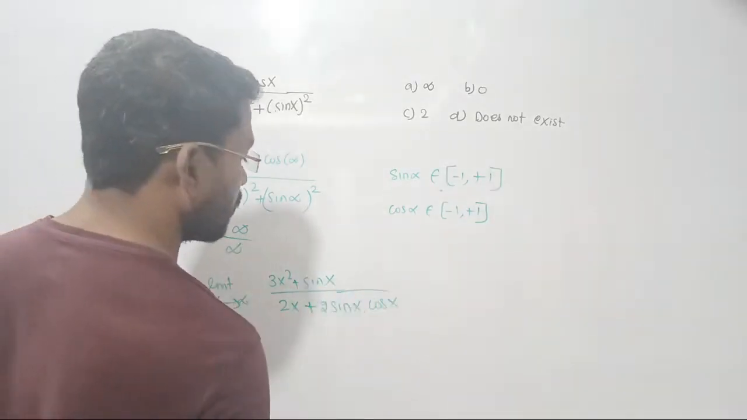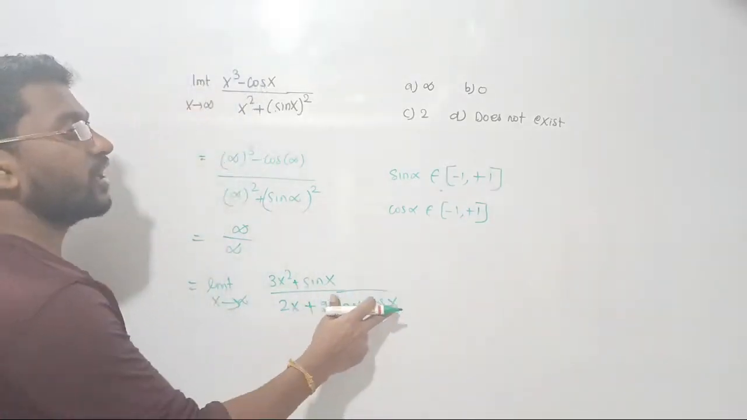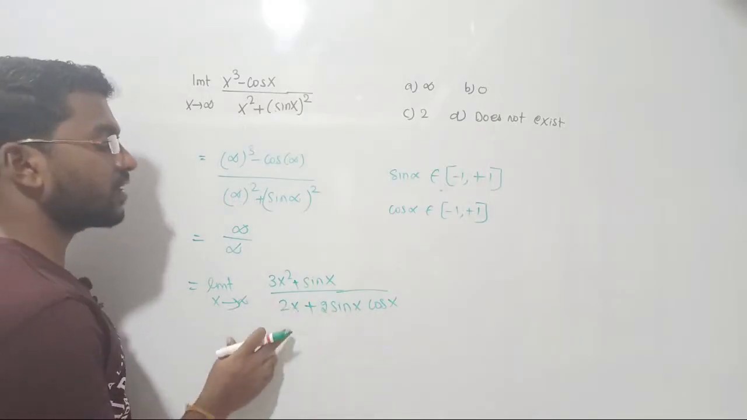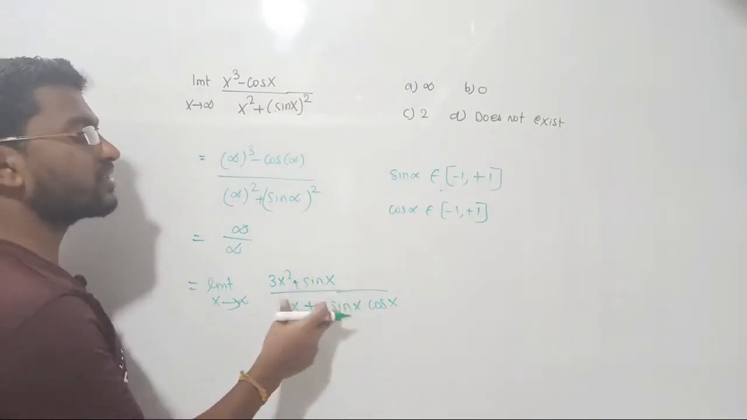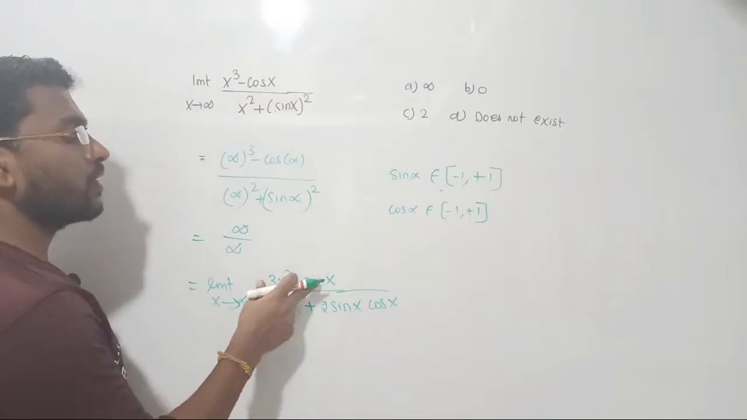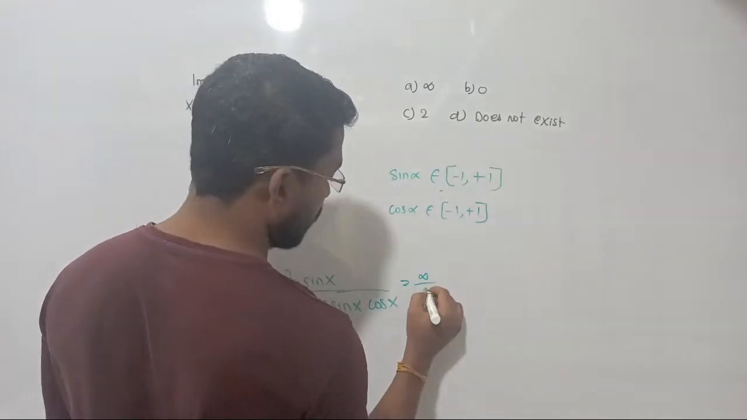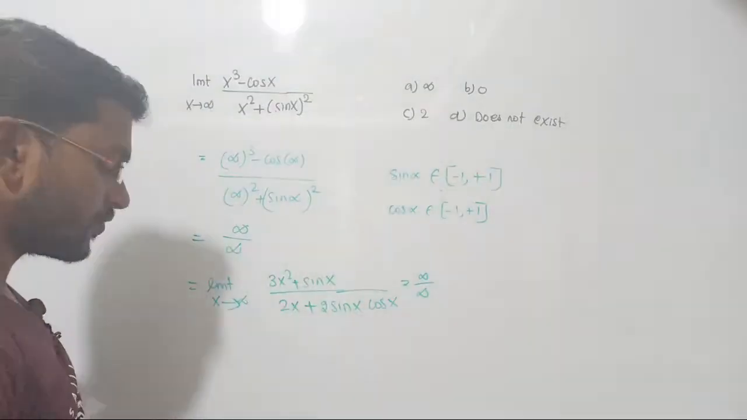Let's try and substitute the value. Once again, sin infinity and cos infinity are bounded, that value will be restricted. Infinity substituted, infinity plus finite will become infinity. Again, finite plus infinity will once again be in the form of infinity upon infinity only. So we have to reduce this function further.